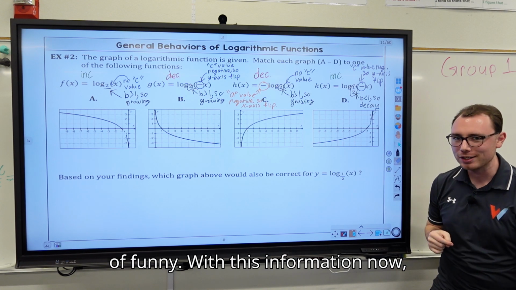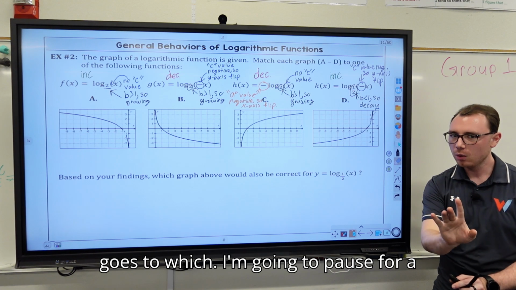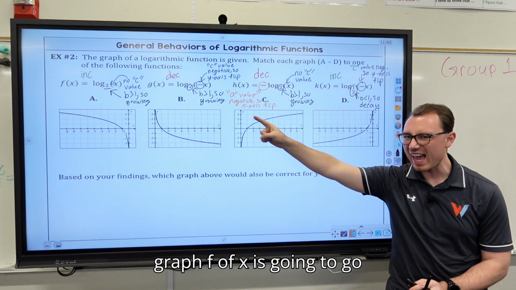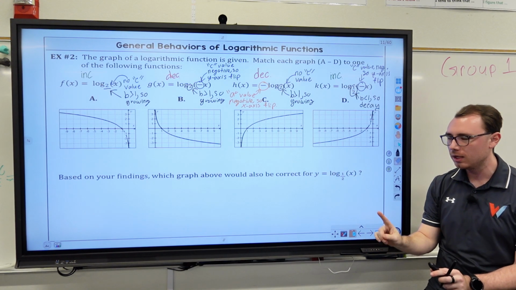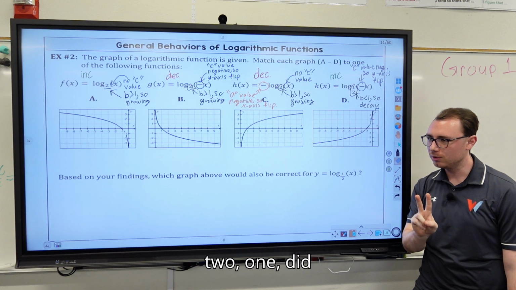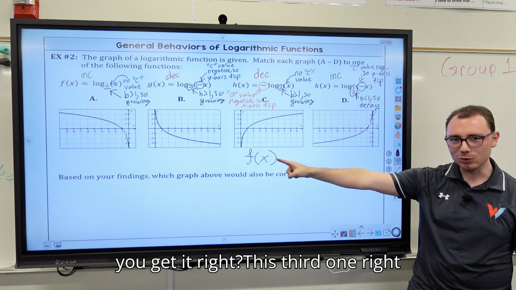With this information now, we're able to try and spot which graph goes to which. I'm going to pause for a moment. I want you to take a guess which graph f of x is going to go to. A, B, C, or D. In 3, 2, 1. Did you get it right? This third one right here.